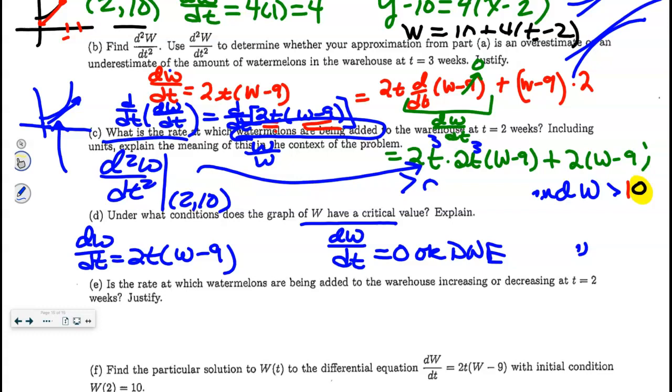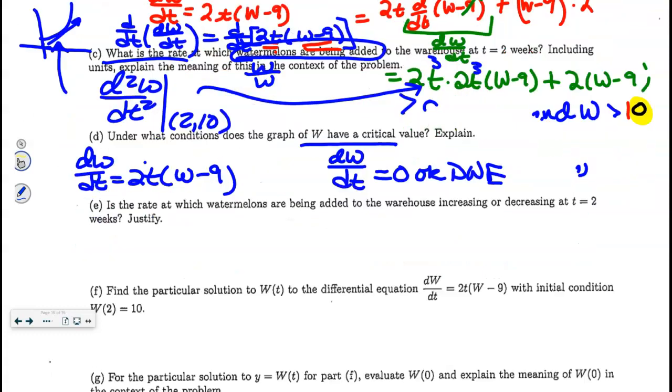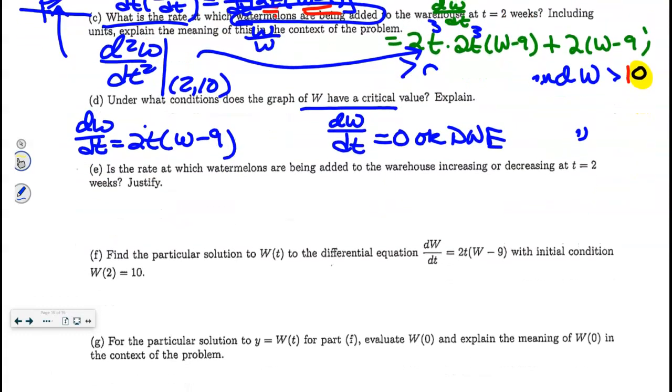W equals 9, right? That's an easy question if you know what a critical value is. A critical value on a function is where the derivative equals 0 or doesn't exist. So that would be at t equals 0 or w equals 9. My guess is you wouldn't need to put t equals 0 down because that doesn't really make much sense.